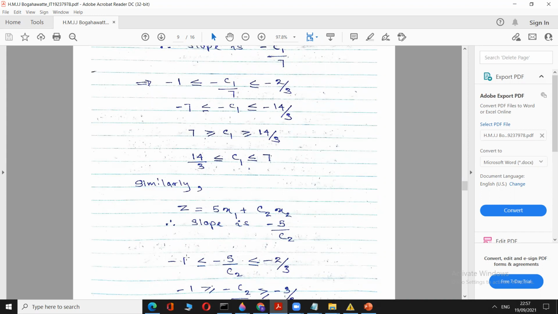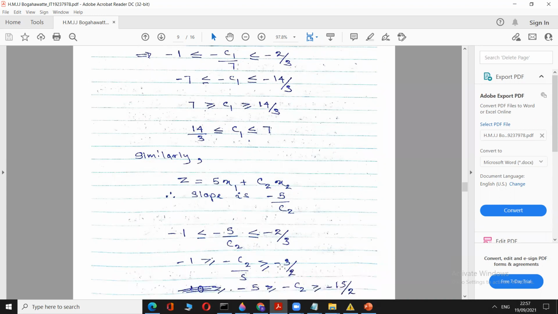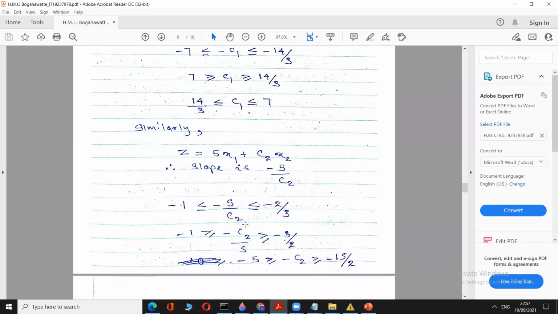Range means the slope of those two straight lines, the boundary constraints. Then this thing we have taken as minus 5 divided by c2. After that you have to interchange the things, and since c2 is in the denominator, you have to get the reciprocal of the values. How do you get the reciprocal? When you are getting the reciprocal, the inequality will always change.